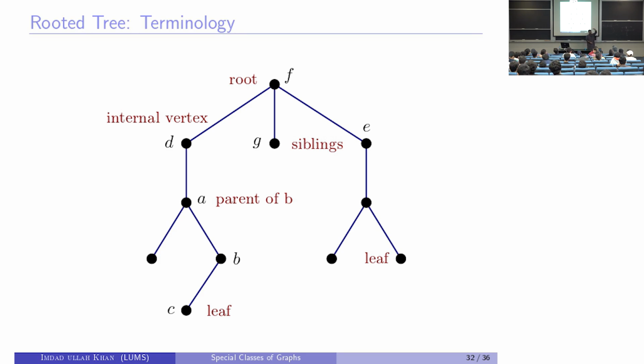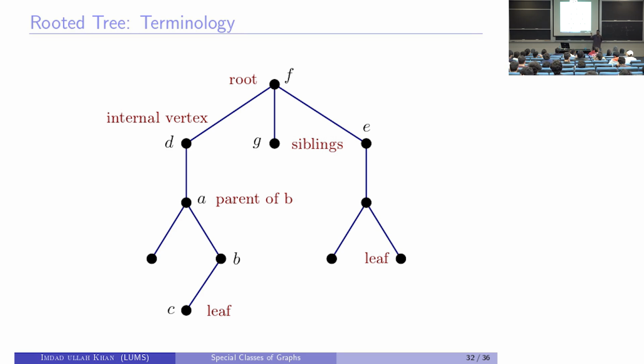So there is a root, there are leaves, right? Anything other than that is called internal vertices. Now we established this hierarchy. So this A is called the parent of B, okay? G and E are called siblings because they have a common parent, right? The parent is F. F is called the root.